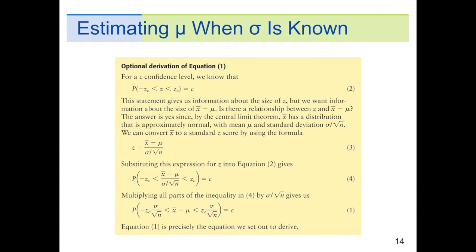So multiplying all parts of the inequality in equation 4 by sigma divided by the square root of n gives us this, that x bar minus mu is between negative z sub c times sigma divided by the square root of n and its positive version. Equation 1 is precisely the equation we set out to derive.